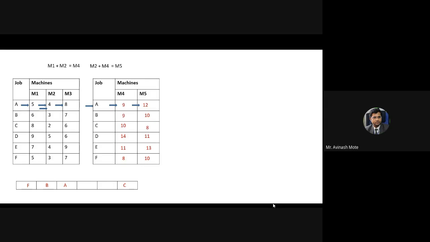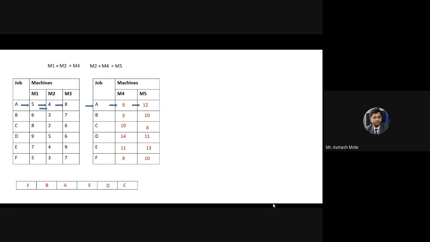D is 11, E is 11. 10 is already crossed. Now only 2 jobs are remaining, D and E. So 11, 11. But the good thing is that one is in a different column from the other. So one will be at the right, one at the left. D is in the second column, so it will be at the right. And E is in the first column, so it will be at the left. So it will be F, B, A, E, D, C. That is the sequence.